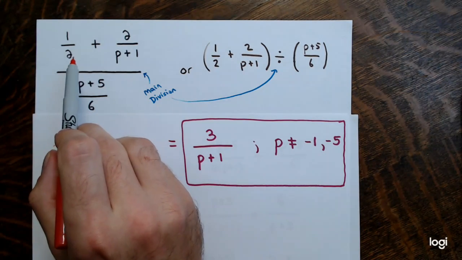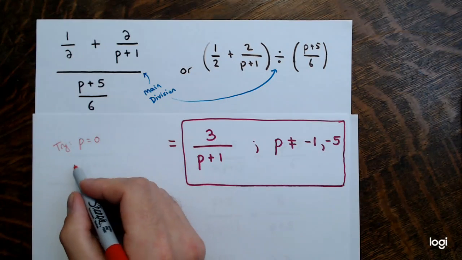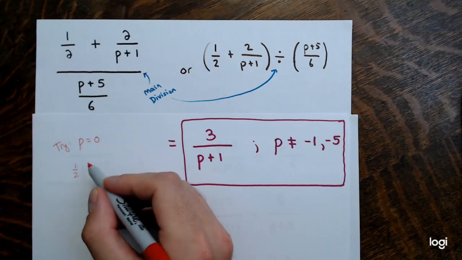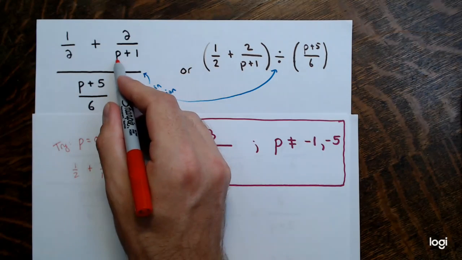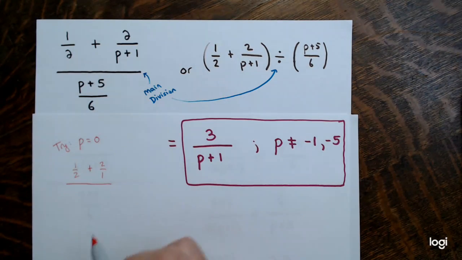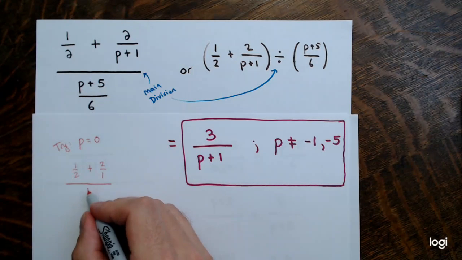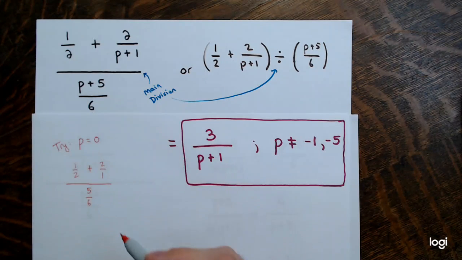All right, when p is 0, let's go into the original and see what that value is. We have a half plus 2 over 1, because when p is 0, this would be 0 plus 1 for that denominator. Over, all right? And then 0 plus 5 is simply 5, so you have 5/6 in this denominator here.